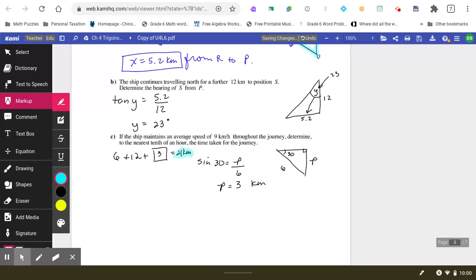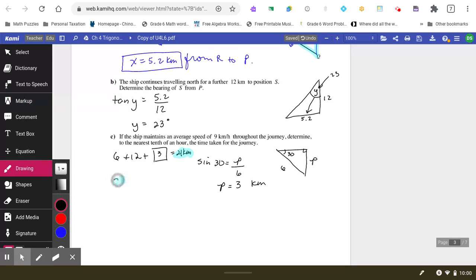All right, so there's lots of different ways. You can go distance over speed. We can just go 21 and divide that by 9, and you'll get 2.333, but to the nearest tenth, we can go 2.3 hours. So just answer that one little question when you're done.